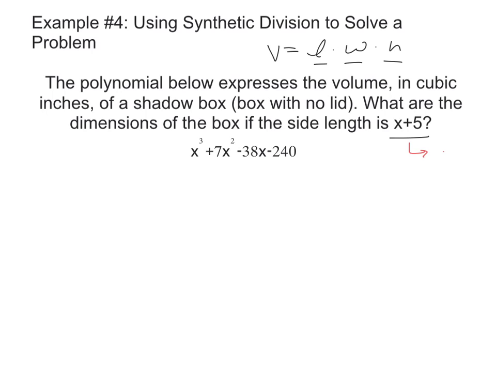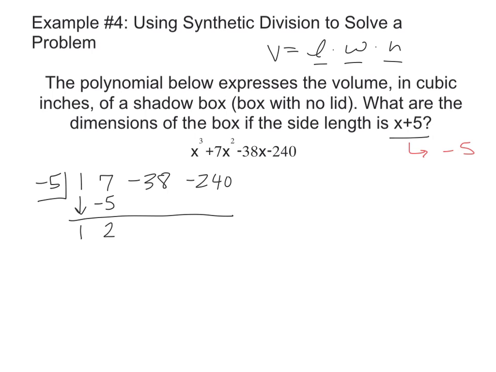Our zero should be -5. So if I set that up, that'll be -5. And then we have 1 for x cubed, plus 7x squared, minus 38x, minus 240. Okay, we're going to drop down the 1. So negative 5 times 1 is negative 5. 7 minus 5 is 2. Negative 5 times 2 is negative 10. Add that and you get negative 48.